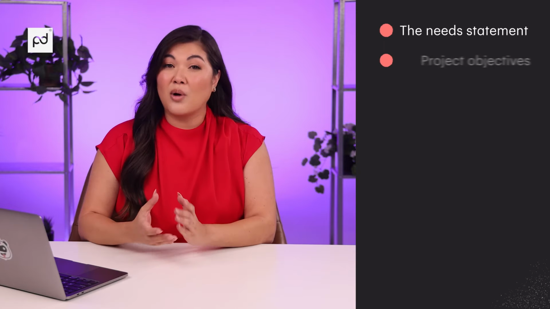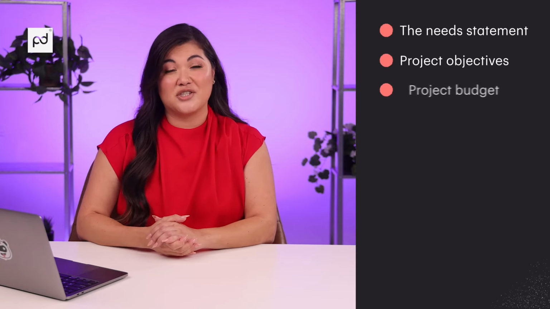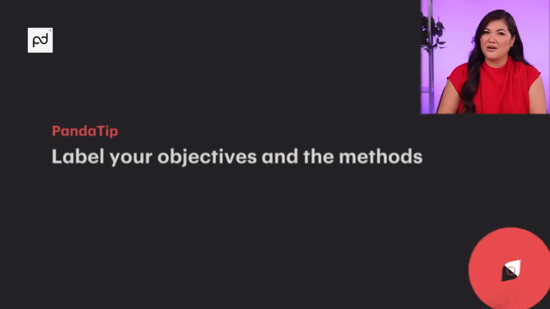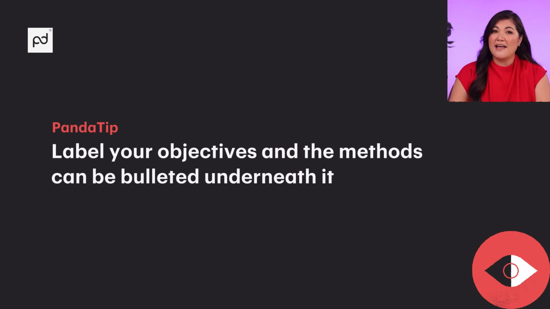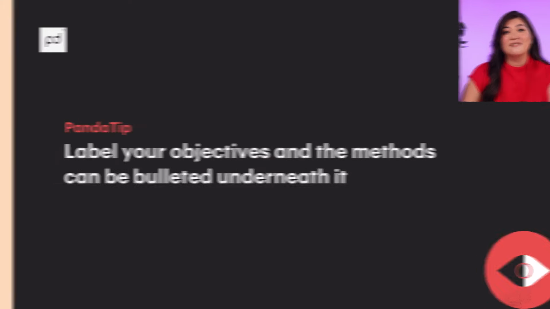Now it's time to tell your grantee how you plan on achieving your goals with some methods and strategies. The purpose of this section is to outline each requirement and their expected timelines. You need to make sure that your methods are firmly and obviously tied to 3 things: the need statement, project objectives, and project budget. Our Panda tip here is to label your objectives, and then the methods can be bulleted underneath like this.